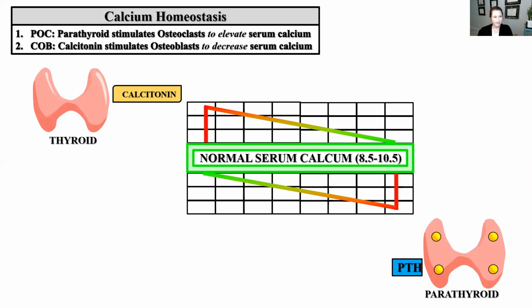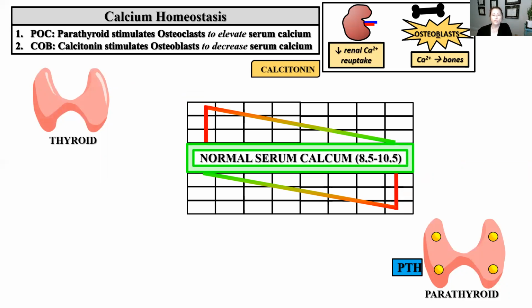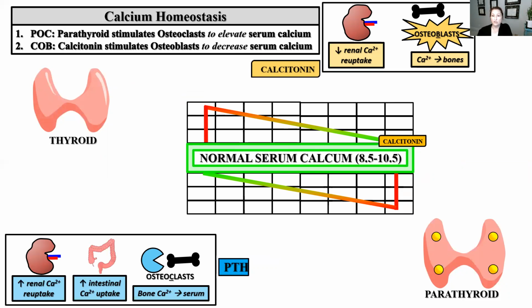So let's say that we're high, right? Calcitonin is going to work to decrease our renal uptake and put the calcium into the bone. So the calcitonin will help to bring our calcium levels back down to normal. Let's say that we're too low. That parathyroid, remember, is going to stimulate the renal uptake, the intestinal uptake, and the osteoclast to release that calcium back into the bloodstream. So this is how they're working opposite of each other to keep that calcium homeostasis.